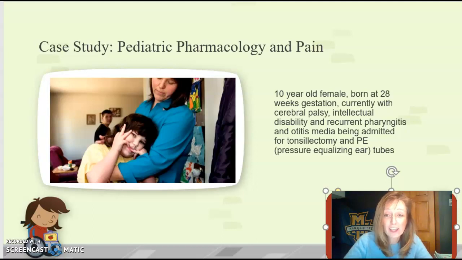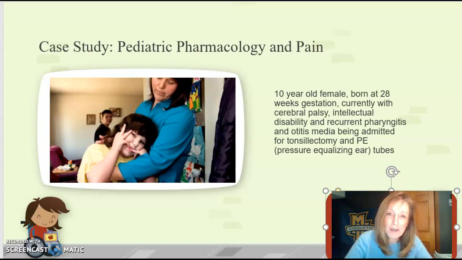Currently, this child has cerebral palsy, which you will be learning about in future modules, and intellectual disability as chronic illnesses, and then also acute illnesses of recurrent pharyngitis. So this child has had repeated sore throats and otitis media. So this child is being admitted to the hospital for a tonsillectomy and ear tubes. We call them PE tubes, or pressure equalizing tubes.